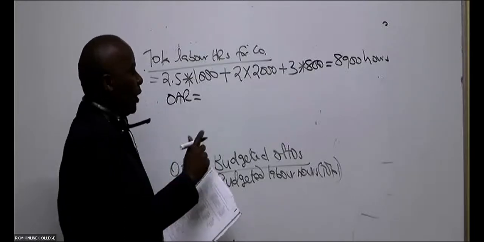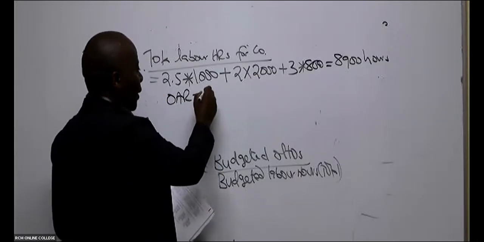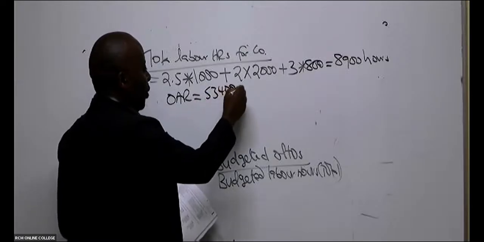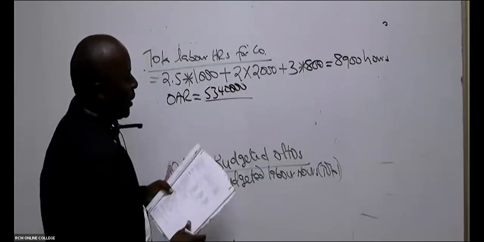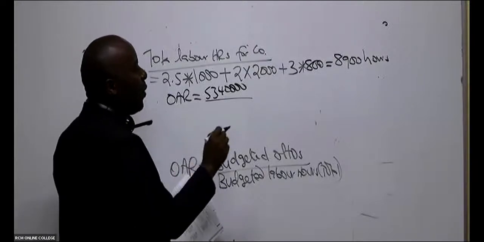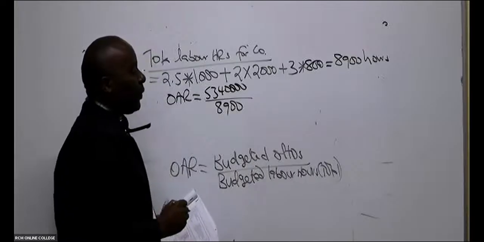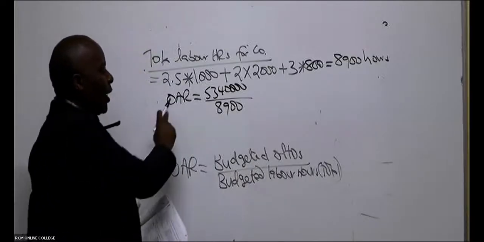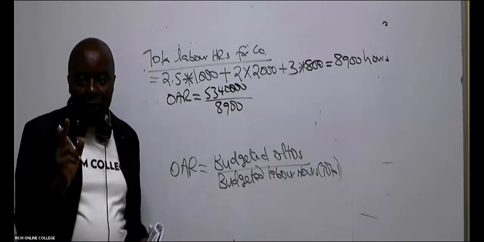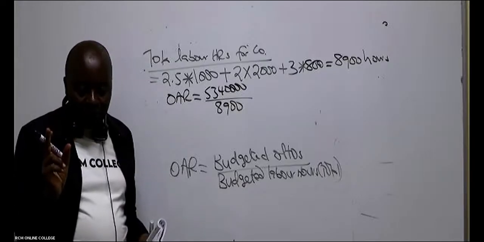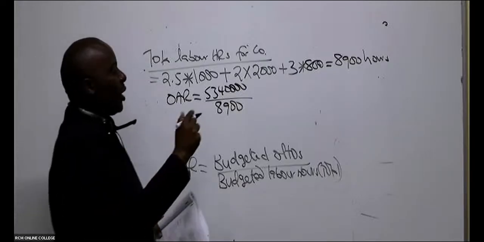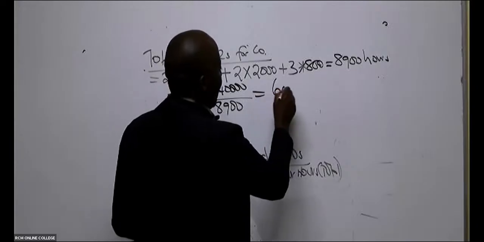Are you able to see 5340? 5340,000. Divide this by the budgeted labor hours that you have given me, which is 8,900. So then the overhead absorption rate per hour will be how much? 600. Thank you so much. 600 per hour.